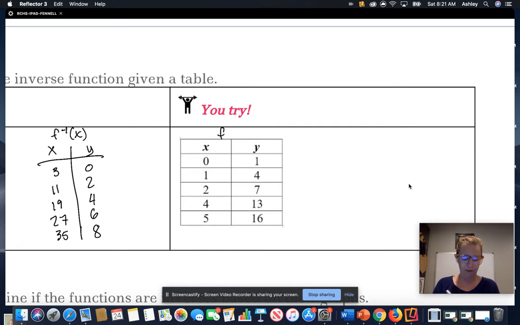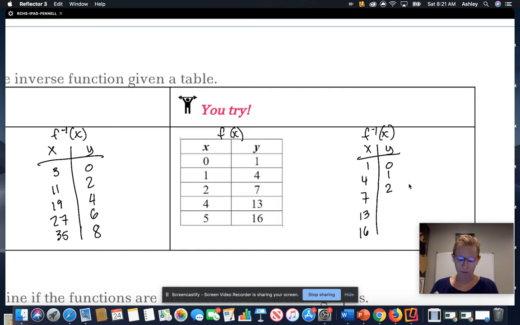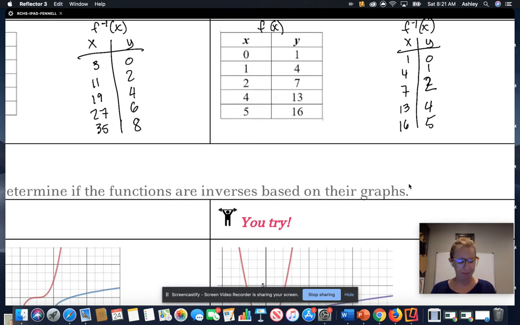Okay, so if this is f of x, you're going to try this one. I bet you got this. f to the negative 1 of x is just a simple flip. Oops, make sure you're pairing up your numbers there. 13 goes with 4. Here we go. All right, pretty easy from a table.